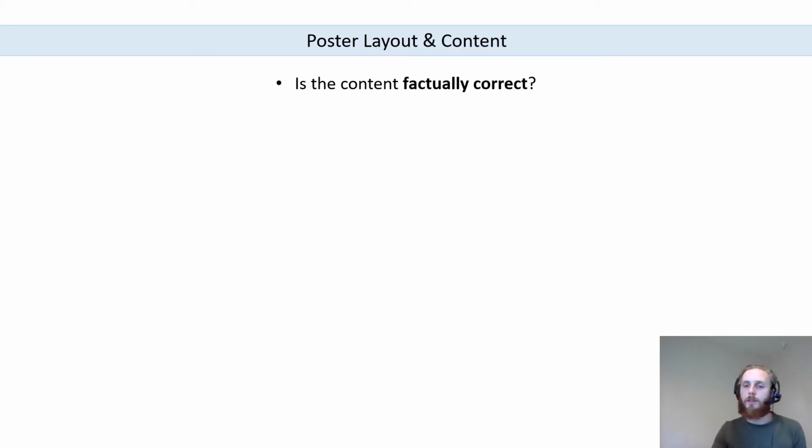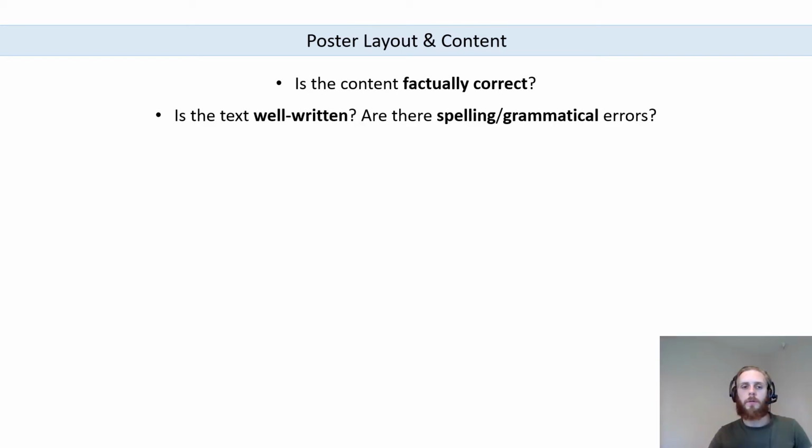Okay, so firstly, is the content factually correct? These first questions relate to the poster itself, so the poster as a submission. For this portion, we're not thinking about the audio, we're just thinking about the poster itself. So again, is the content factually correct? Is the information that's on the poster true? Is it accurate? Are there mistakes on it? Are things wrong? Again, this is really important. So please, just make sure the information on there is correct. Make sure it's accurate. Make sure it's true. Make sure there aren't any mistakes.